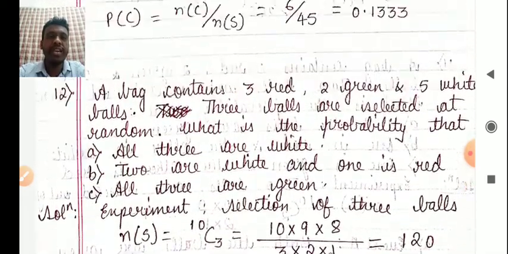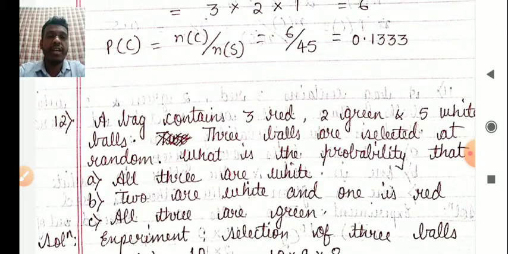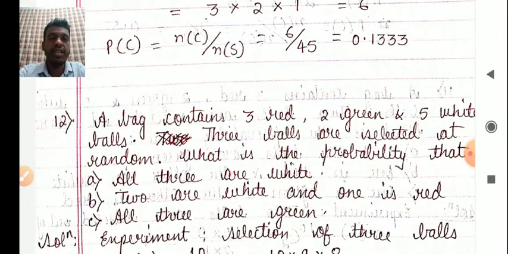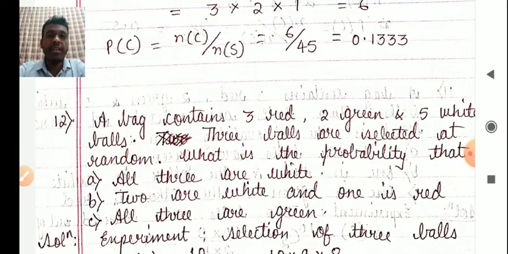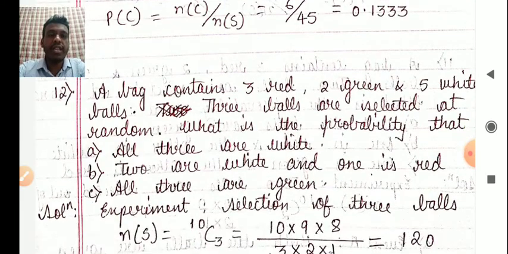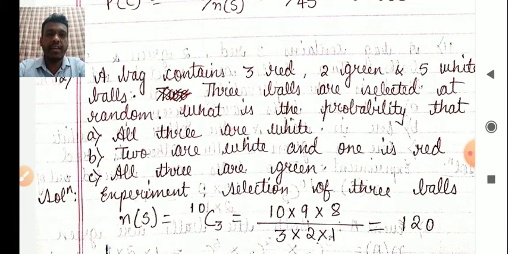Now the experiment is again the same thing, but here we are selecting 3 balls. Look at the solution, bottom line. Experiment: selection of 3 balls. So out of 10 balls we are selecting 3 balls. So 10C3. Okay, 10 into 9 into 8 divided by 3 into 2 into 1, which is equal to 120.